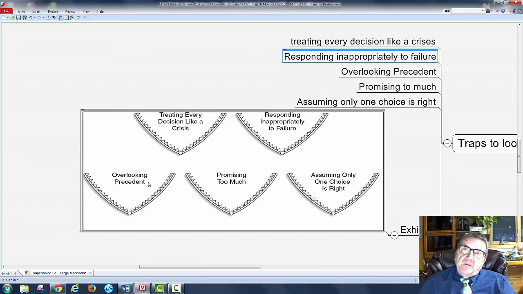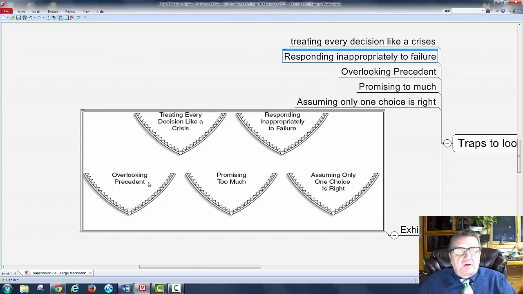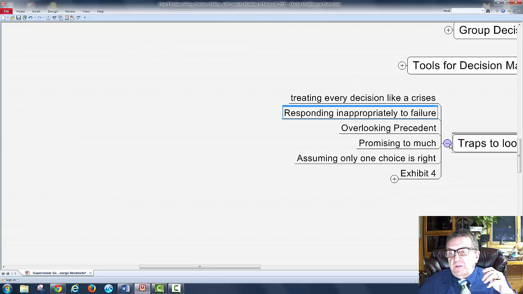How do I learn from my mistakes? I use that. Okay, I feel bad. I didn't get it. How do I do better next time so I don't make the same mistake? Because if you make the same mistake, you're no longer a learning organization. If you do the same thing you did last time, you're going to get the same outcome. Other traps are overlooking the precedents, promising too much that I can't deliver, and assuming only one choice is the right choice. So those are some traps to avoid.